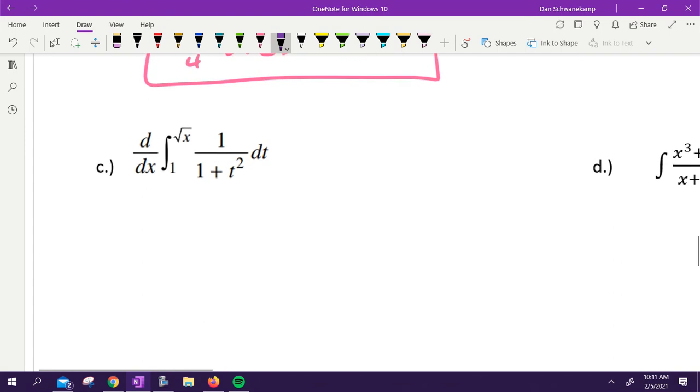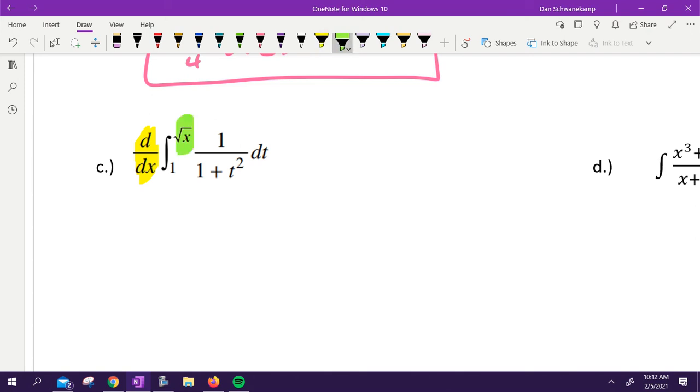Let's look at C. Okay. I tried to make it more challenging. I don't know if this was the right day to make it more challenging. We are finding the derivative of an integral. We weren't great at this in our last one. Derivative of an integral. Remember what this looks like.